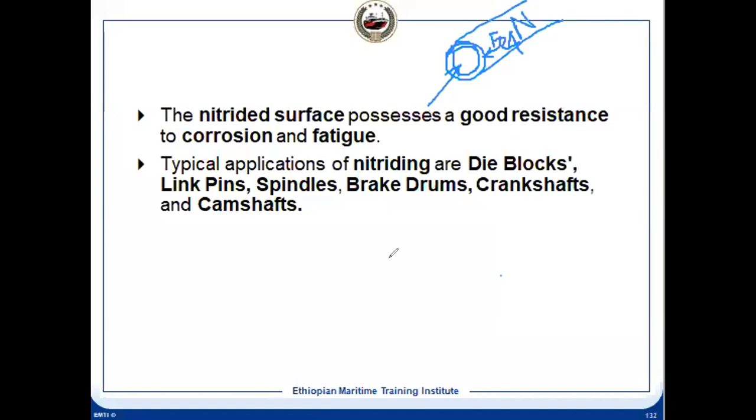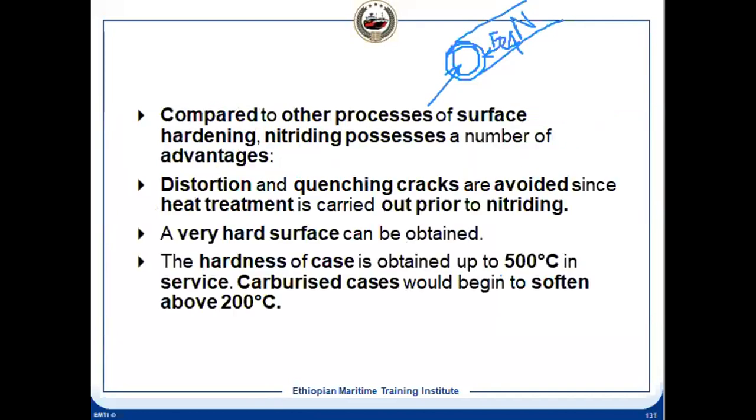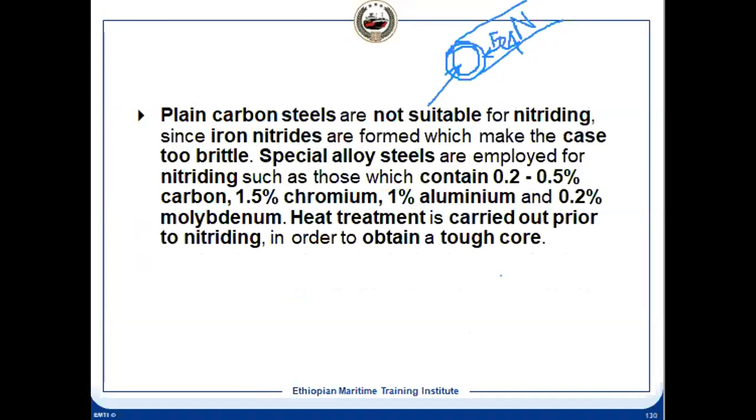Yeah, Teka, tell me. Sir, on the previous slide. Yeah, tell me. On the previous slide, here, this one: distortion and quenching cracks are avoided since heat treatment is carried out prior to nitriding. My question is that nitriding doesn't need any heat treatment. I mean, how will the ammonia be broken to nitrogen and then diffused to the surface of the metal if it's not heated up?